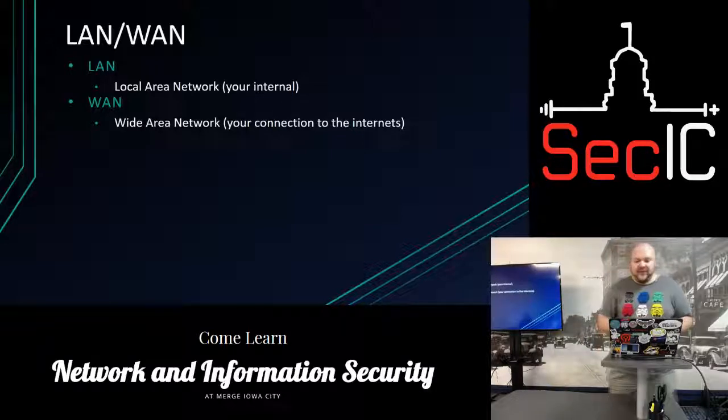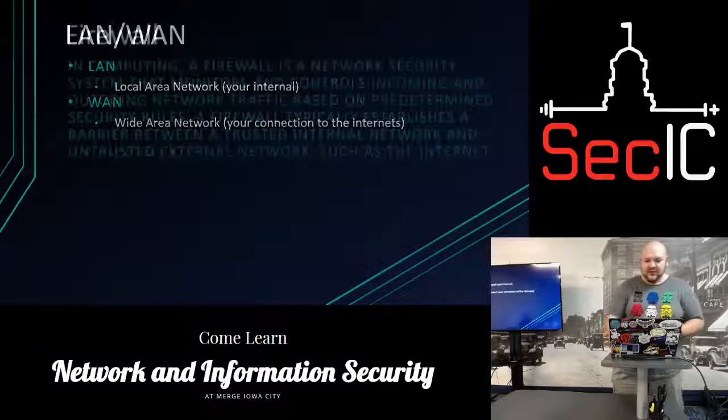LAN, WAN, pretty simple. LAN, local area network. It's your internal network, typically. WAN, the wide area network. The easiest way to explain that is that it's essentially your connections out to the internet.